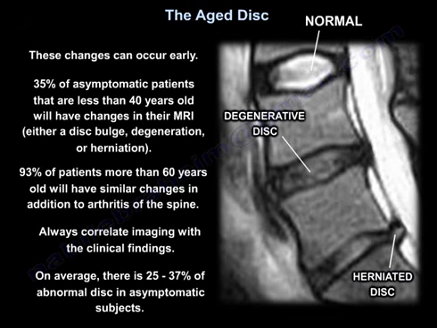On average, there is 25 to 37% of abnormal disc in asymptomatic subjects.